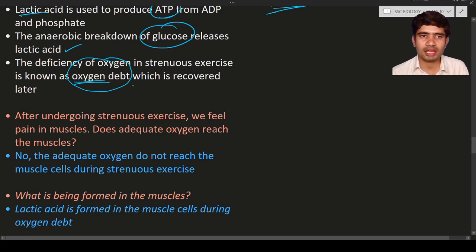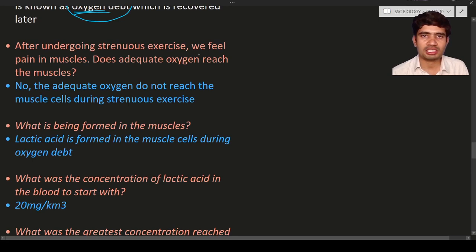It means after some time, when you take rest after strenuous exercise, in that condition, this lactic acid will be removed slowly. Okay. So here the question is, after undergoing strenuous exercise, we feel pain in the muscles. Does adequate oxygen reach the muscles? The answer is no. Oxygen is not provided adequately to the cells during strenuous exercise. As a result, lactic acid is produced, along with an increase in pain.